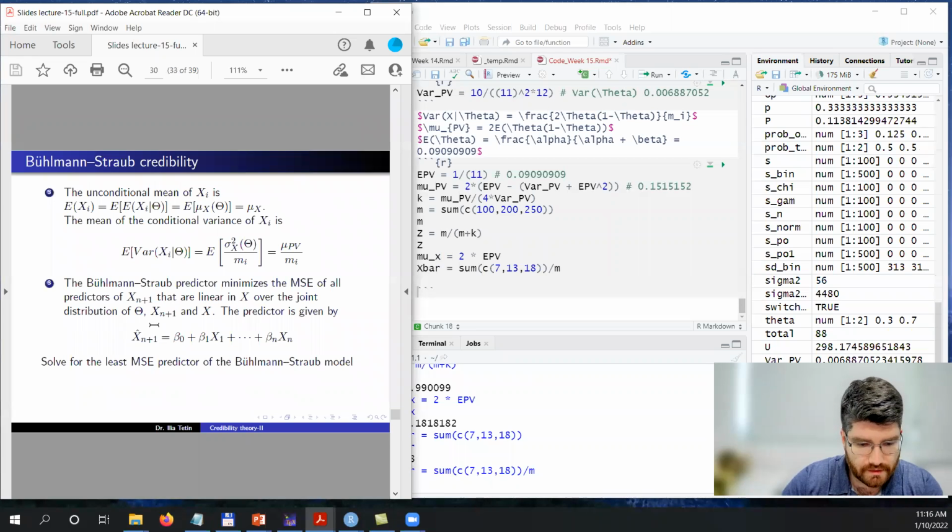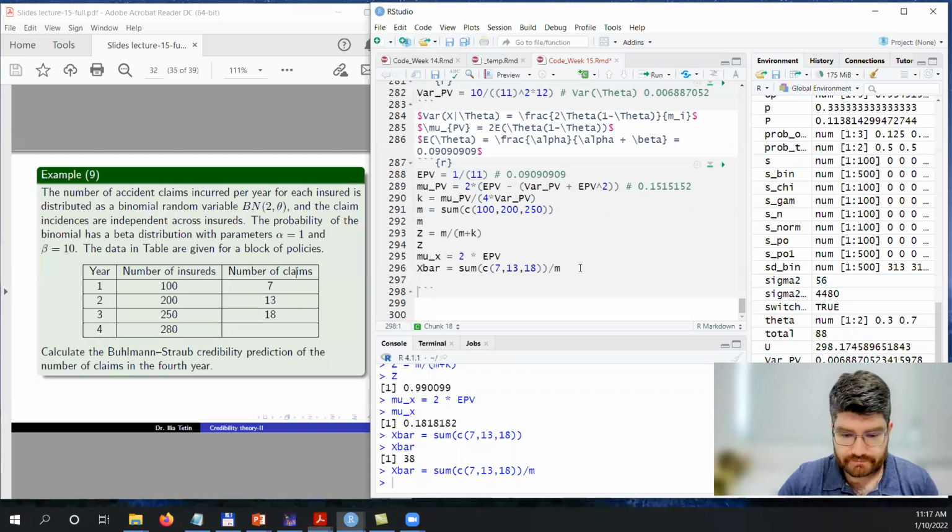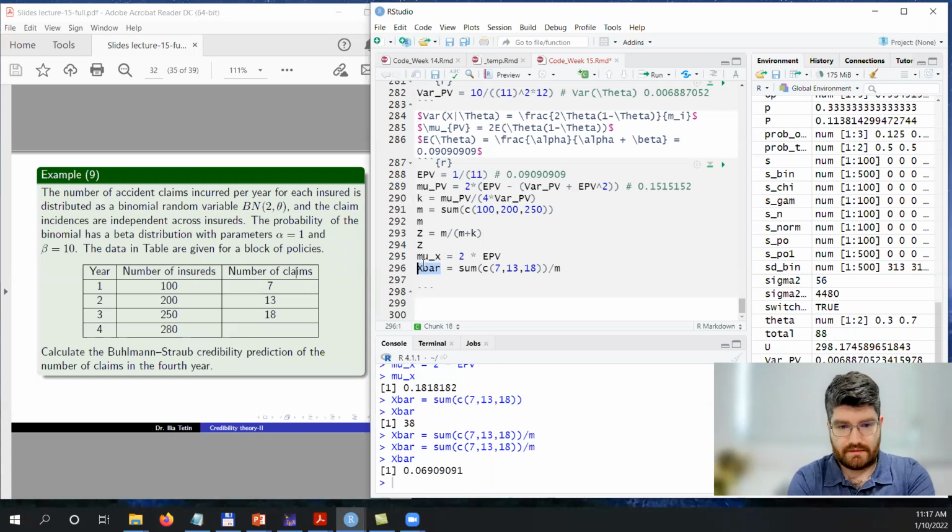The formula for the expected variance, where we divided mu over that. We also will be calculating the x bar, and the x bar will also be divided over m. So everything in the Bowman-Straub credibility is divided by m. So here we also divided, and x bar actually is this small value, 0.0069.